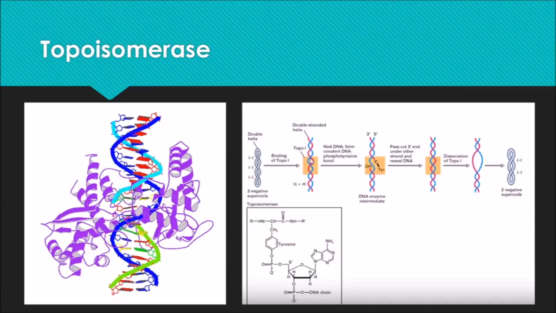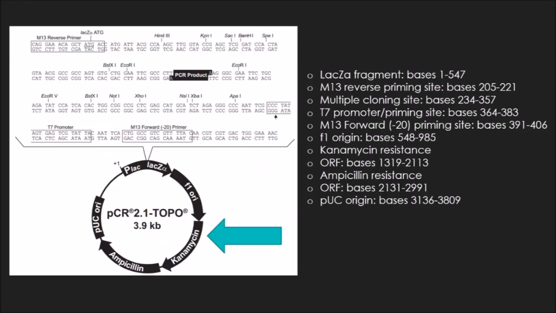Because of the kinetic advantages of having the topoisomerase enzyme on a leash, the reaction only takes 30 seconds to 5 minutes to run, compared to a typical ligation reaction that might be run overnight. The PCR 2.1 topo vector is 3.9 kilobases long and has a lacZ alpha fragment, an M13 reverse priming site, a multiple cloning site, a T7 promoter priming site, an M13 forward priming site, an f1 origin, kanamycin resistance and ampicillin resistance, and an ERF and a pUC origin.